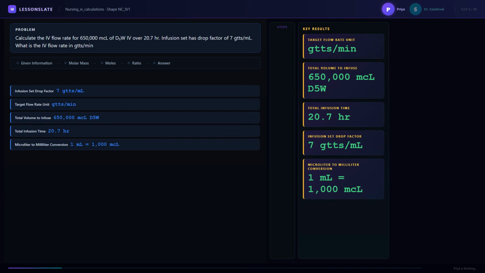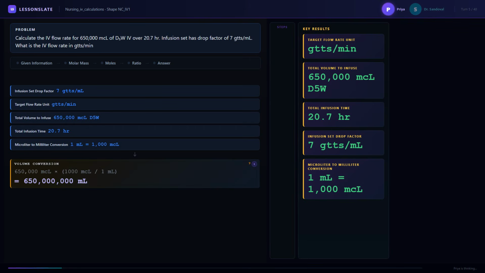Okay, so if I have 650,000 microliters and there are 1,000 microliters in 1 milliliter, I think I need to multiply. So, 650,000 microliters multiplied by 1,000 microliters per 1 milliliter would be 650 million milliliters. That seems like a huge amount, which makes me think I might have inverted the conversion, but I'm trying to make sense of it.